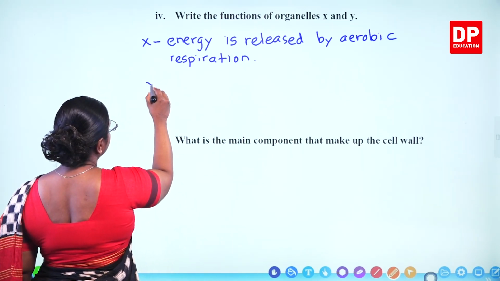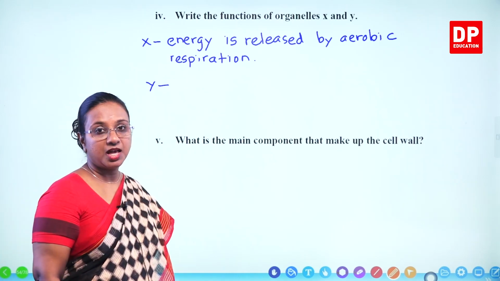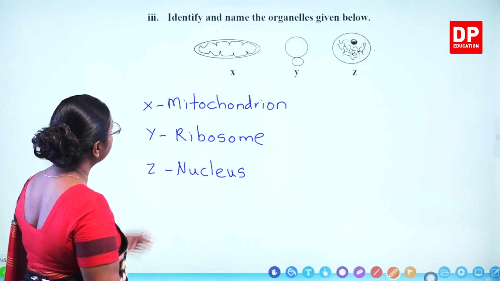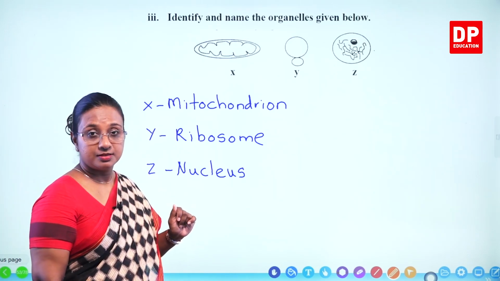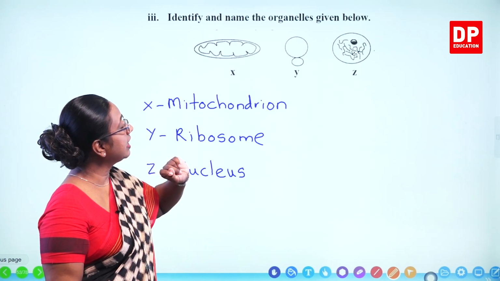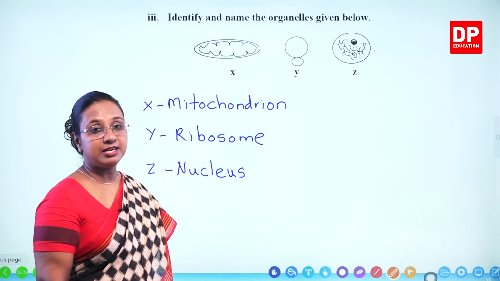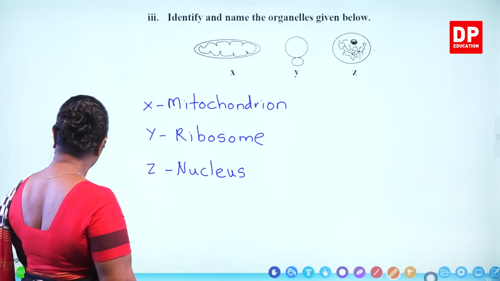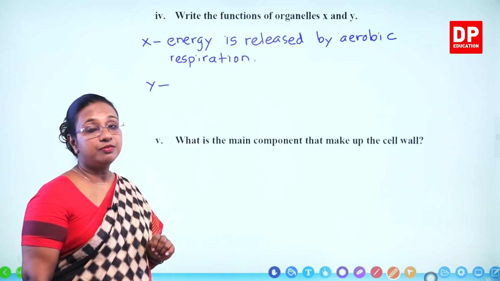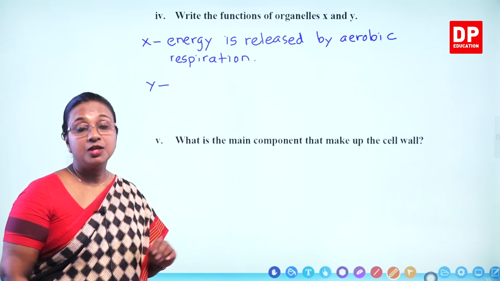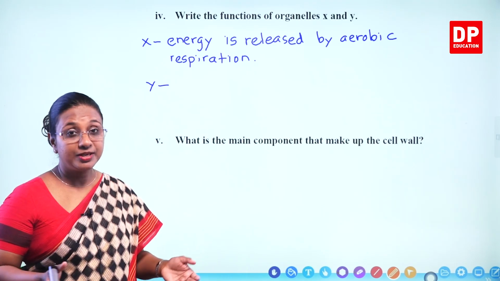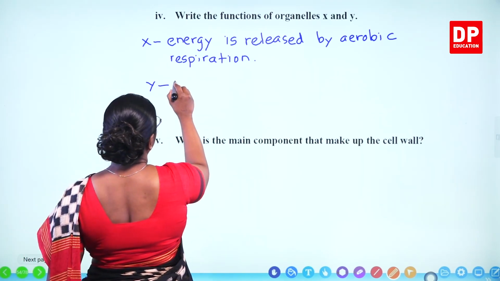Then we have organelle Y. Just to show you all what organelles X and Y are, I come back to the slide. Here you can say X is mitochondrion, we identified that, and Y is ribosome. So if I go back to the slide, the function of organelle Y. You know the function of ribosome? Protein synthesis.